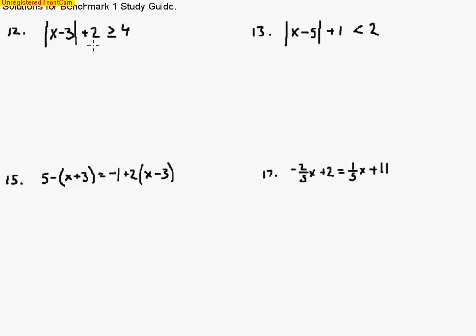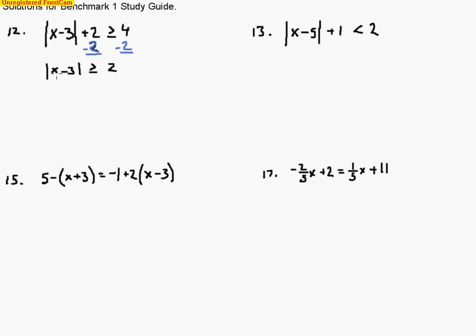And the first thing we always want to do is isolate the absolute value. So whenever you have something that's being added, subtracted, multiplied, divided by that absolute value, you want to get rid of it by doing an opposite operation. So I'm going to take this 2 and subtract it from both sides to isolate that absolute value. And so now I've got the absolute value of x minus 3 is greater than or equal to 2.